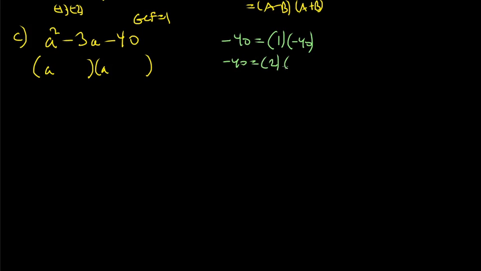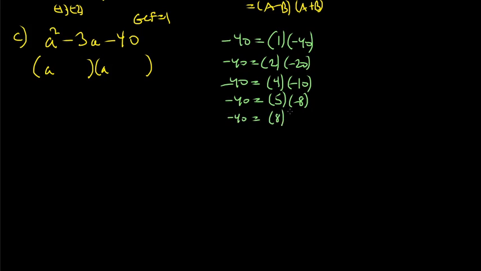2 times negative 20 is also negative 40. It's not divisible by 3, but you can divide by 4. 4 times negative 10. Or you can do 5 times negative 8. It's not divisible by 6 or 7 or 8. Well, it is divisible by 8, but then you just get negative 5. So at this stage, I think we're just going backwards here.